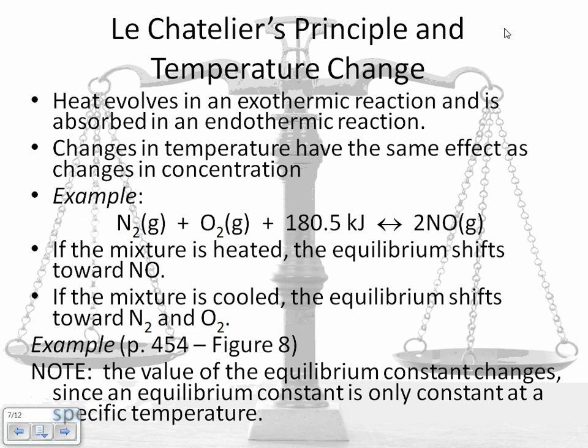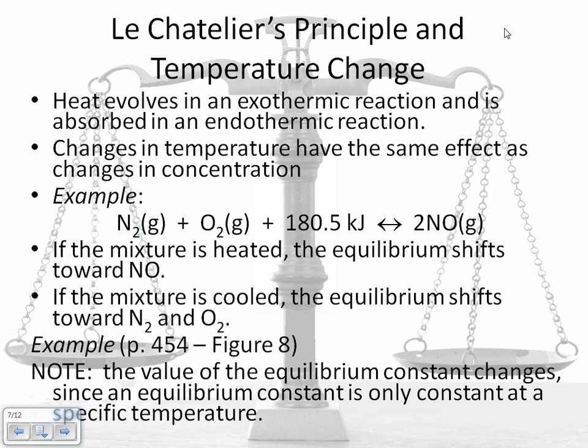All right, let's take a look at temperature changes. Heat always evolves in an exothermic reaction. That means heat is released in an exothermic reaction, and it is absorbed in an endothermic reaction. Now we haven't done our energy unit. Usually we've done the energy unit by now, but we haven't. That's not a big deal. The way we represent an endothermic or an exothermic reaction is where we write the energy in our balanced chemical equation.